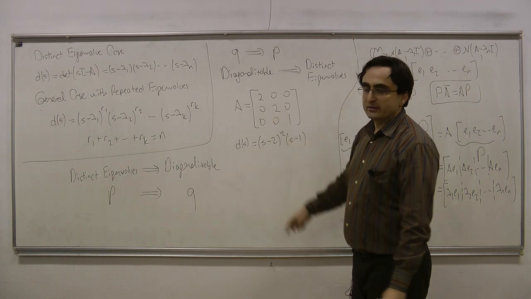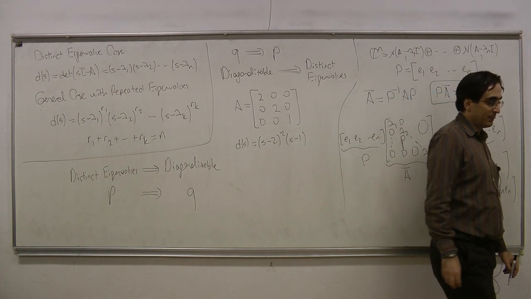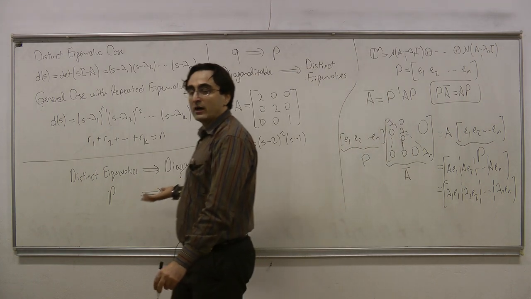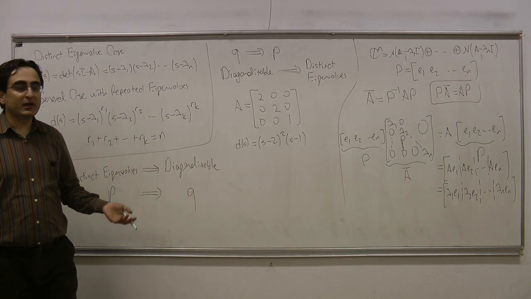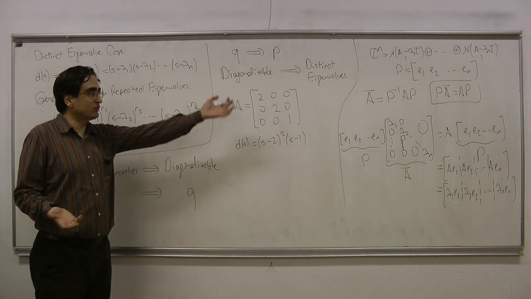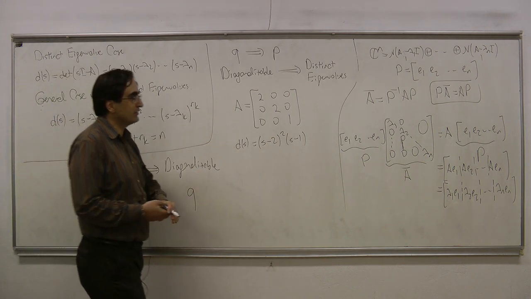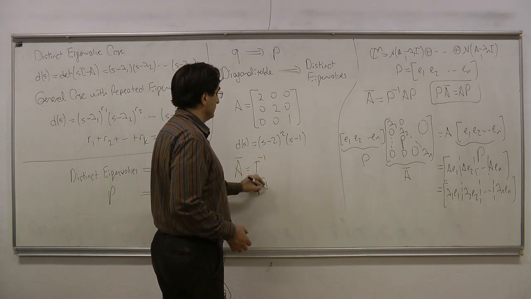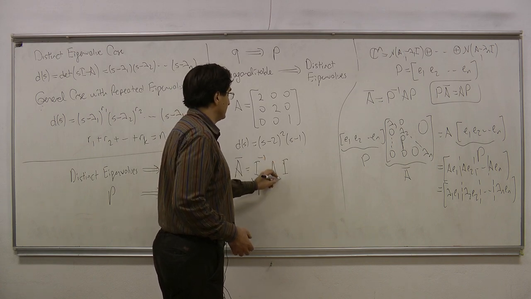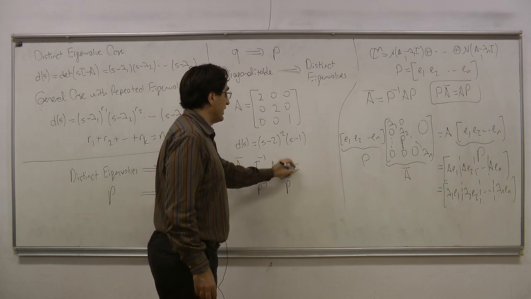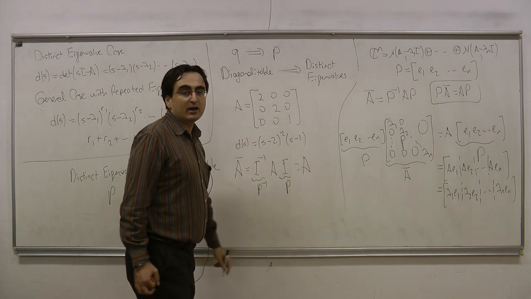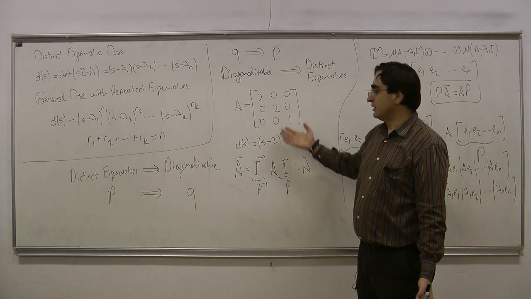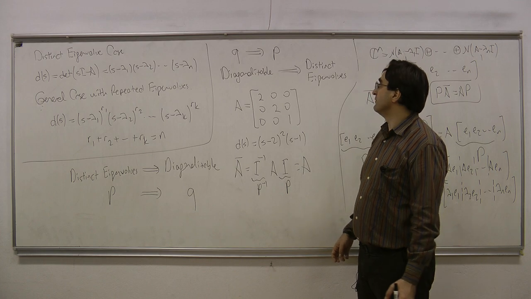Okay? But do you think this matrix is diagonalizable? This matrix is already diagonal. Okay, a diagonal matrix is trivially diagonalizable. If I choose the P matrix, which is the identity matrix, then A bar is going to be identity inverse, this is my P inverse, times A times identity, and this is my P. Then you see that A bar is equal to A, so we have a diagonal representation. Okay, so this matrix is trivially diagonalizable, but you see that it has repeated eigenvalues.